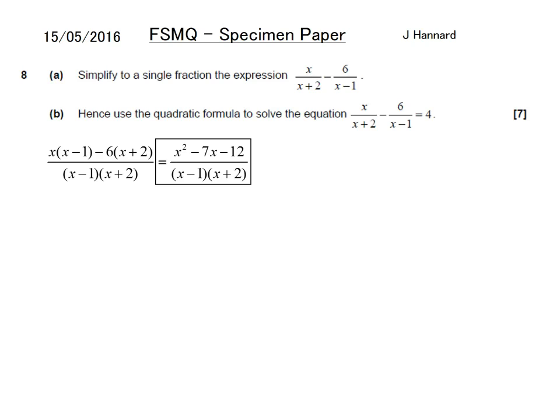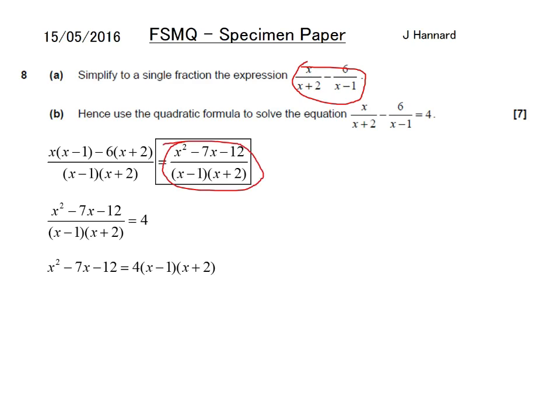Hence use the quadratic formula to solve the equation that equals 4. Now the examiner wouldn't have got you to do this first question for nothing, so we can replace this up here with this. So then we're going to set that equal to 4. Times through it by the denominator and you get that. Now expand and you'll get that. Be very, very careful. And then taking people over the other side you get that.